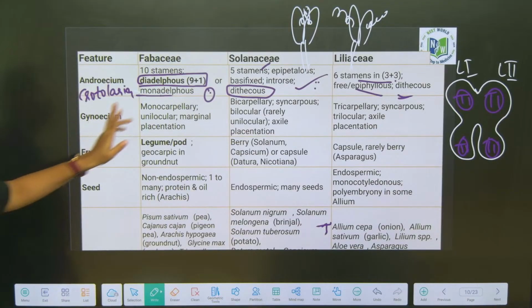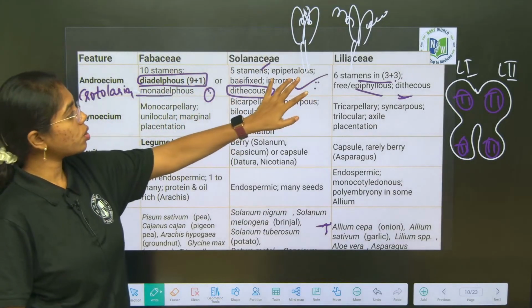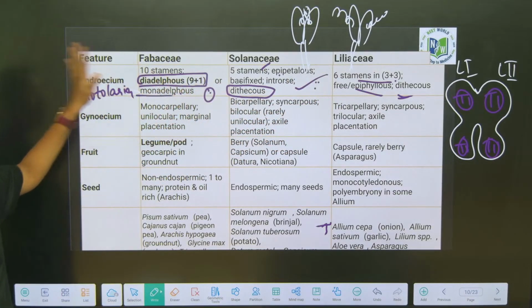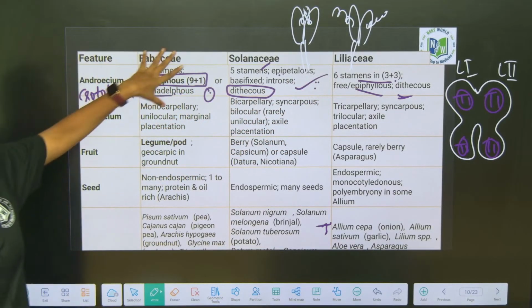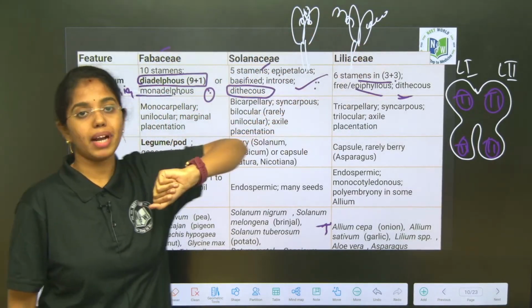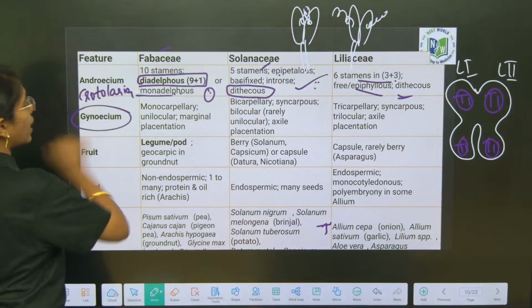Fine. Both Solanaceae and Liliaceae will show epipetalous and epiphyllous condition. Diadelphous condition is the characteristic of Fabaceae. So this family is showing cohesion, these 2 families adhesion. Remember as such. Next is Gynoecium.